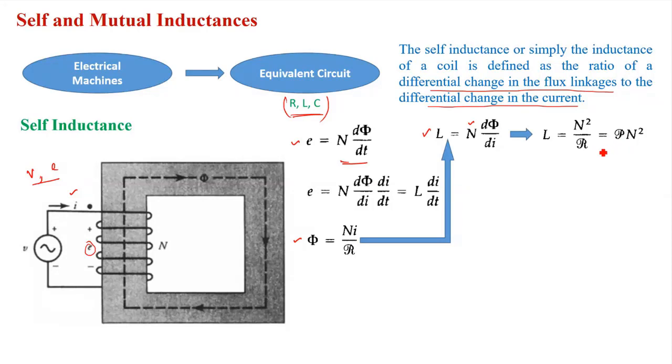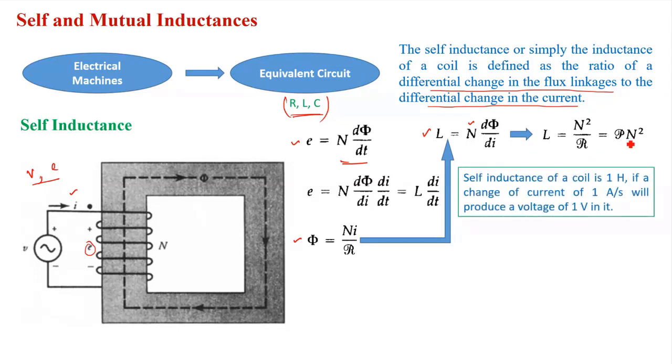So in the magnetic circuit, reluctance is equivalent to the resistance in the electrical circuit, and permeance in the magnetic circuit is equivalent to the conductance. Sorry, permeance is equivalent to the conductance, not conductivity exactly. It is equivalent to conductance in the electrical circuit. And reluctance is equivalent to resistance of the electrical circuit.